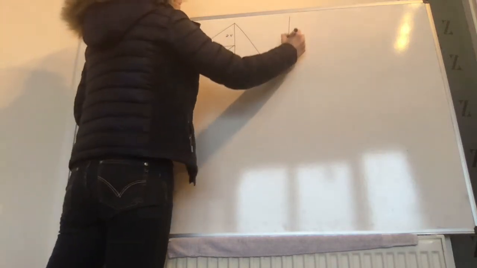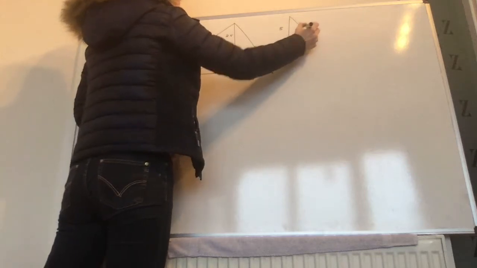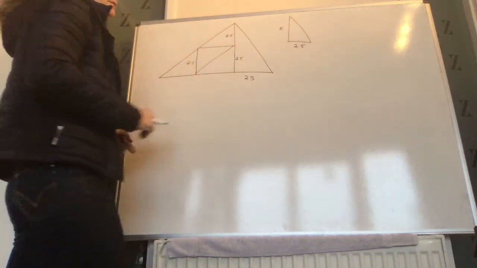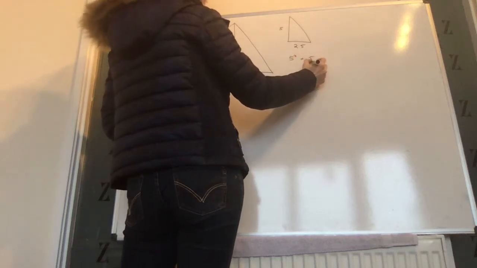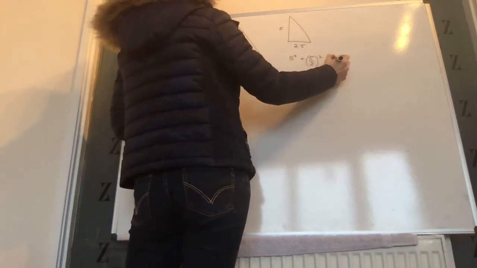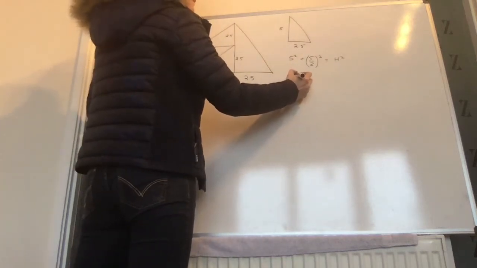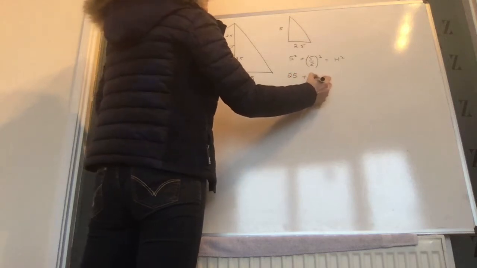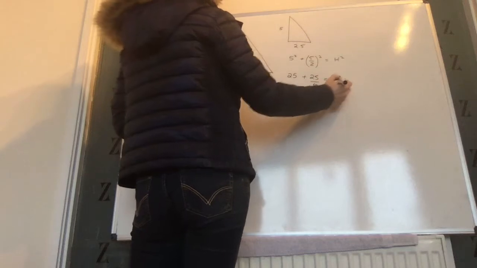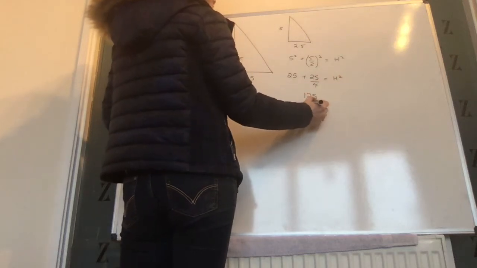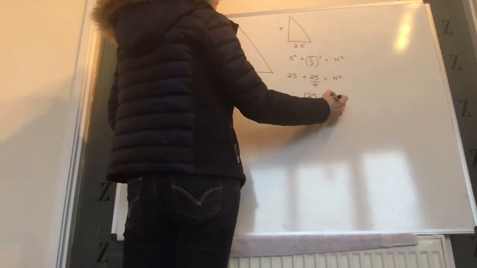Okay, so if you look at that triangle, that's 5, that's 2.5. So we can work out what that side is. Okay, so one short side squared plus the other short side squared is equal to the hypotenuse squared. That's 25 plus 25 over 4 is equal to h squared, or 125 over 4, because that's multiplied by 4, is equal to h squared.